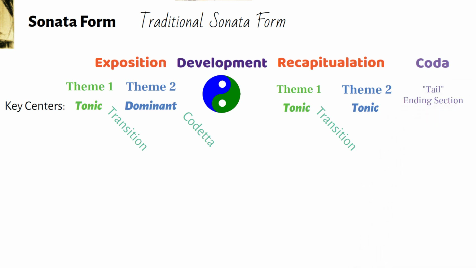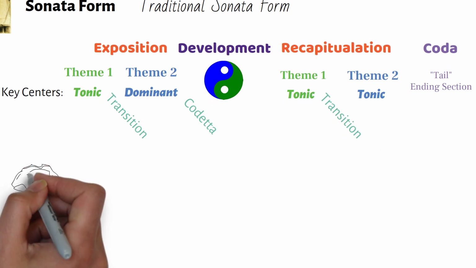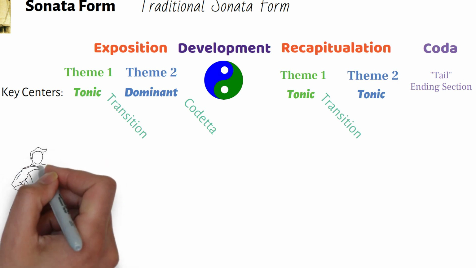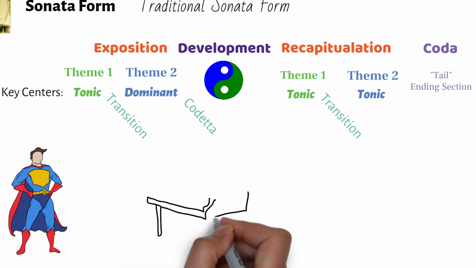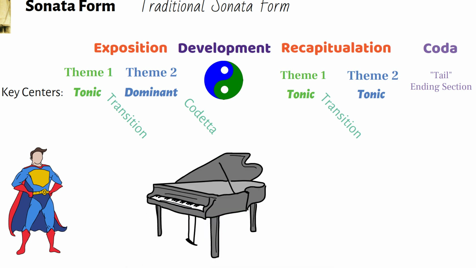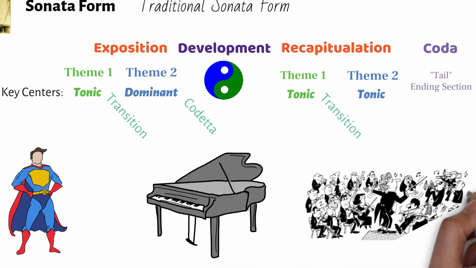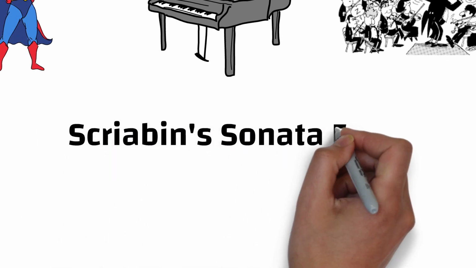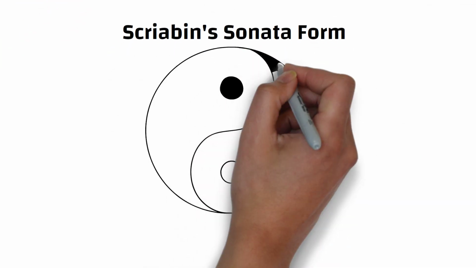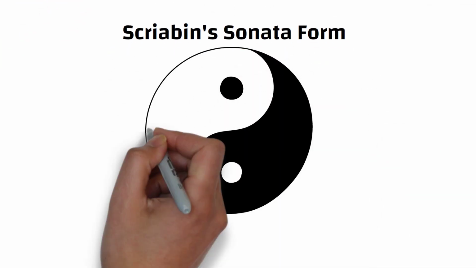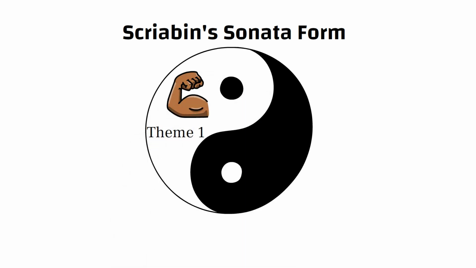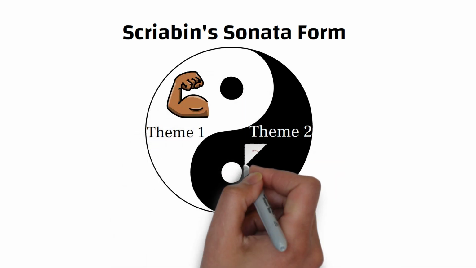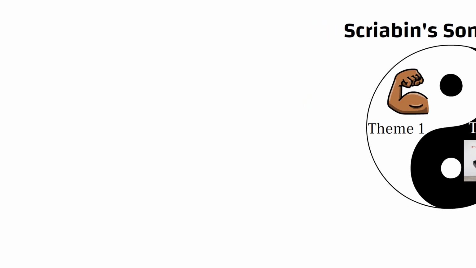Scriabin maintains most of these conventions, but he pushes the boundaries in some ways by adding some of his own elements. He uses sonata form for his piano sonatas and many of his large orchestral works. In Scriabin's sonata form, themes 1 and 2 have a yin and yang relationship, with the first theme being the assertive yang theme, and theme 2 being a quieter lyrical yin theme.